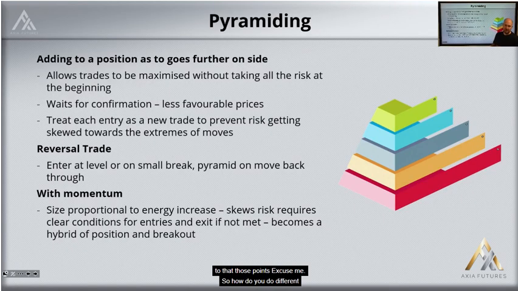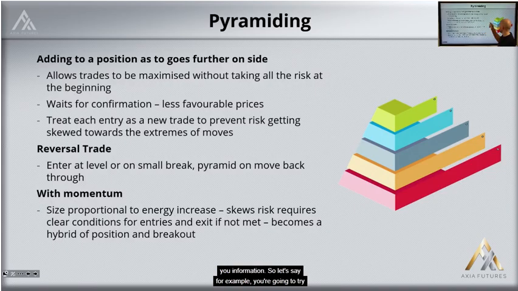So how do you do it? Different methods to enter a trade. You can pyramid a reversal trade, and this again is something that I think people don't always think about. I'll give you an example of this in a moment. What you can do, and this I think is a good way of minimizing risk on a trade, is use the action to give you information.